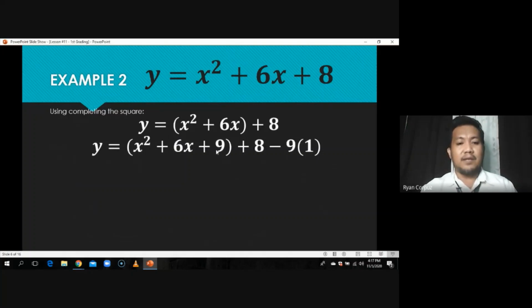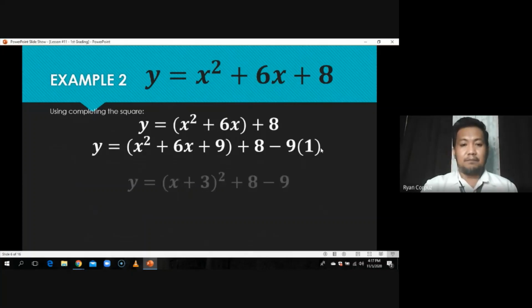x squared plus 6x plus 9 plus 8 minus 9 times 1. Because the value of a here is 1. So even if 1 is not there, pwede na yon kahit hindi na natin ilagay yung 1 doon. Pinapakita lang natin doon na when we already find out the number to be added and to be subtracted on the constant term, we are going to multiply it by the value of a.